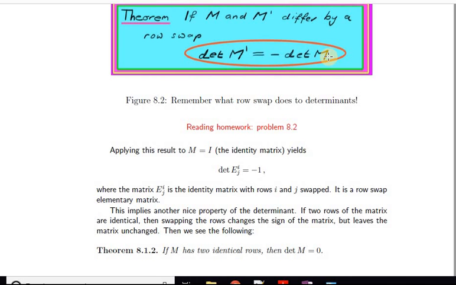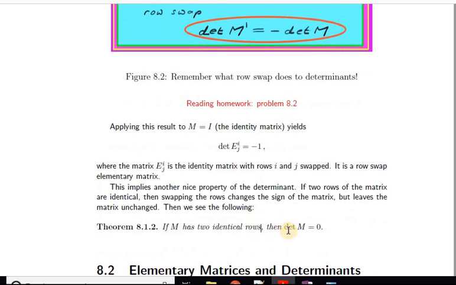So on the one hand, the determinant can't have changed because it's the same matrix. On the other hand, since I've swapped two rows, the sign has changed. So the only way that the two determinants can be equal and have opposite signs is if they're both 0. So in fact, if M has two identical rows, then the determinant of M is 0. That's a fact that we almost get for free based on what we've talked about.